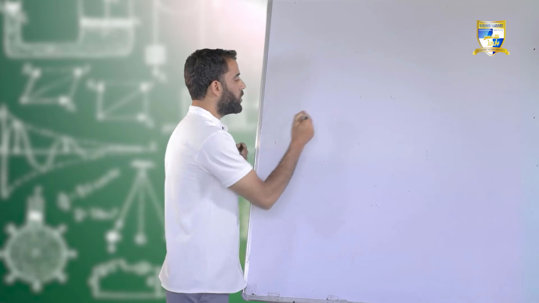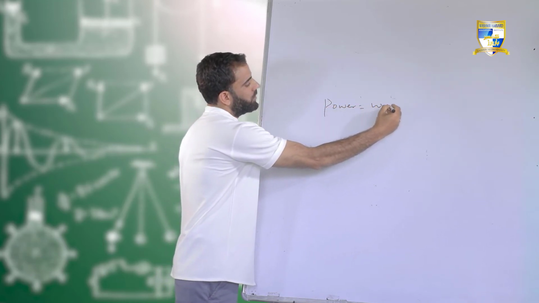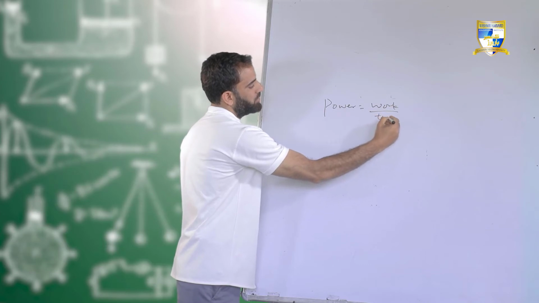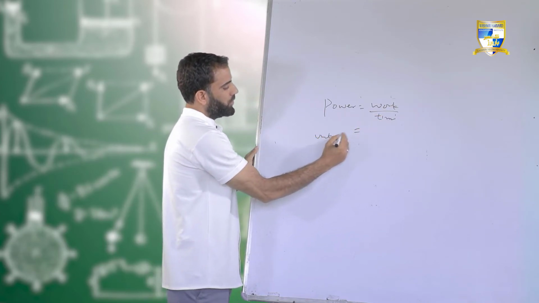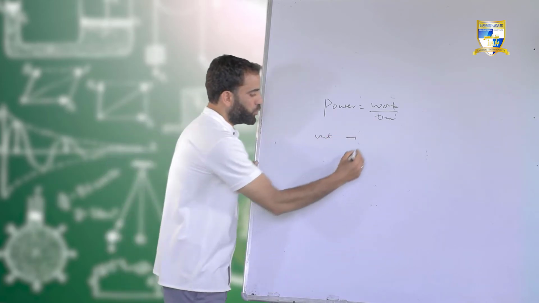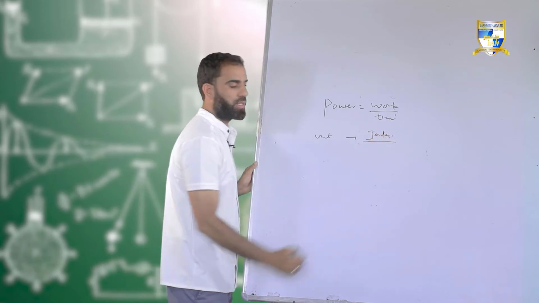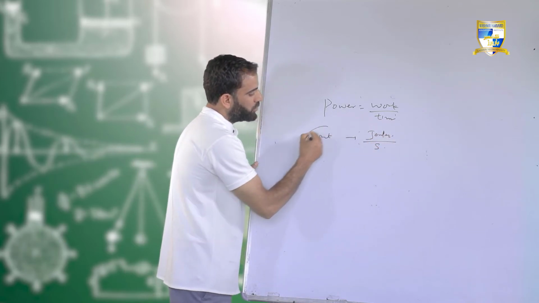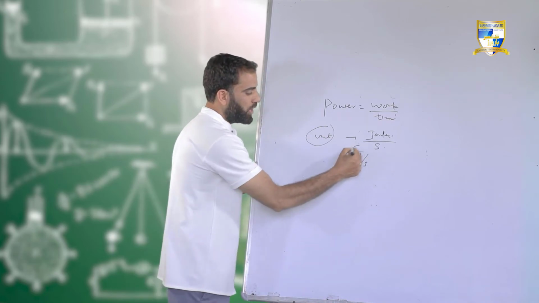So power equals work divided by time. Let us discuss its SI unit. We know that the SI unit of work is joules, while the SI unit of time is second. So what will become the unit of power? It will become joule per second, which we call watt.